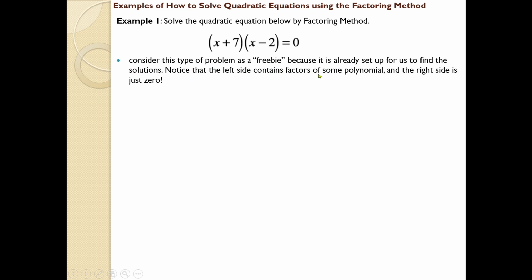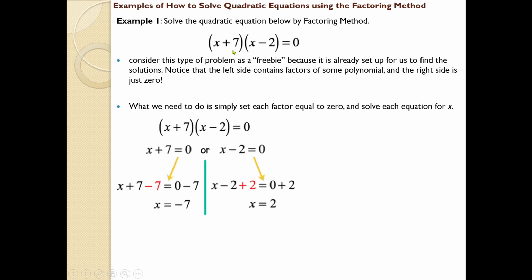Notice that the left side contains the factors of some polynomial, and the right side is just 0. We have mentioned this in the last slide. What we need to do is simply set each factor equal to 0. That is, we can show it like this. x plus 7 can be shown as x plus 7 equal to 0, and x minus 2 can be shown as x minus 2 equal to 0. And you can see that x plus 7 minus 7 equal to 0 minus 7, finally they got x equal to minus 7. Similarly, you can see the similar computation done on this side also. You will get x equal to 2.